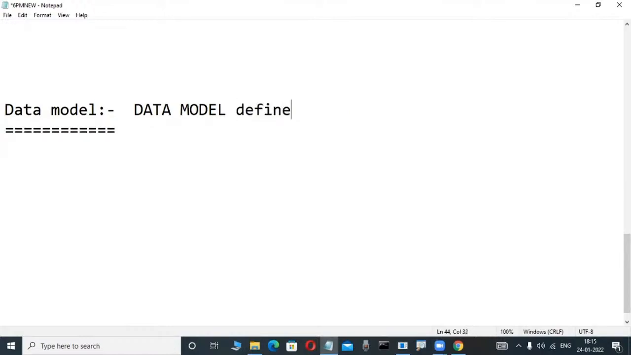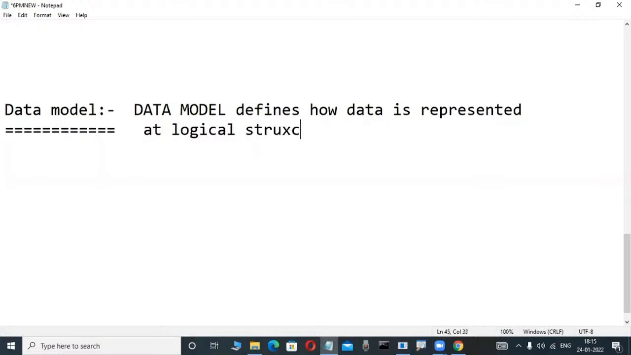Data model defines how data is represented. Observe here how data is represented at the logical structure of the database. How much easy definition? Observe it here: logical structure of the database.